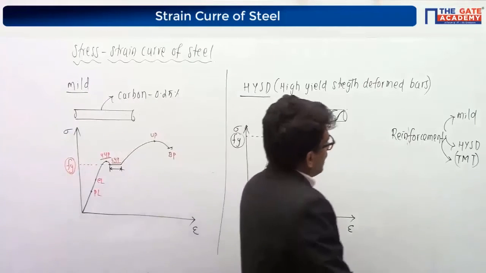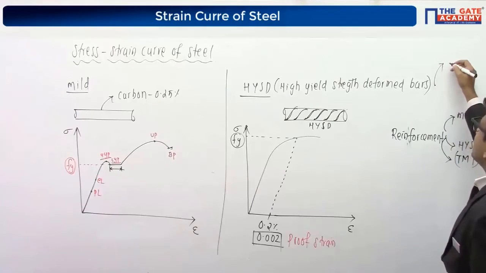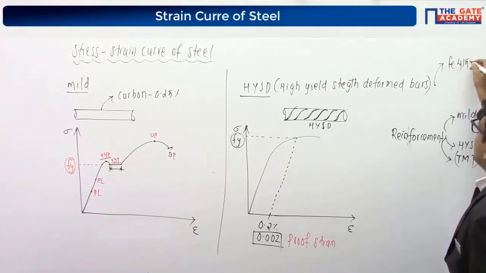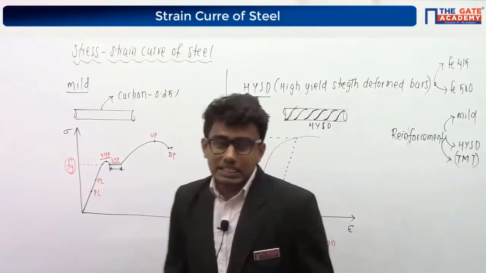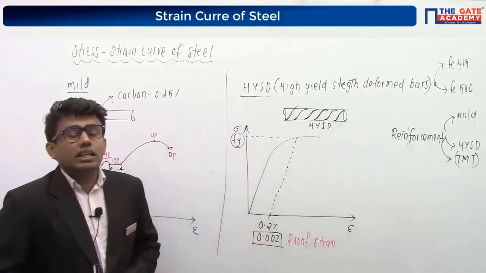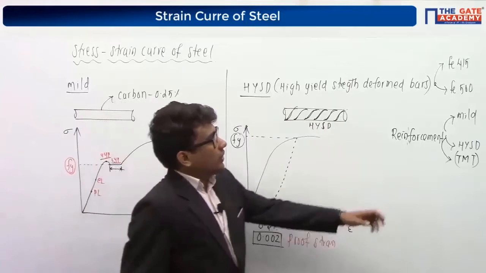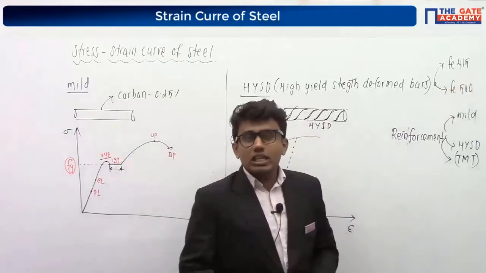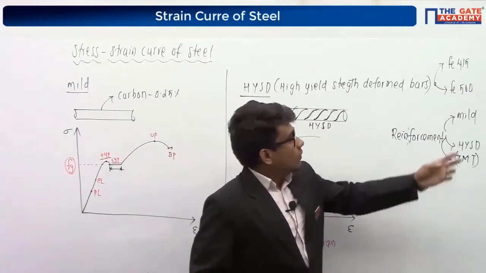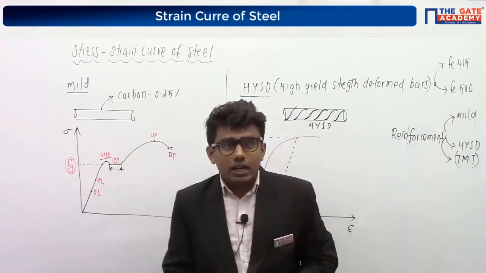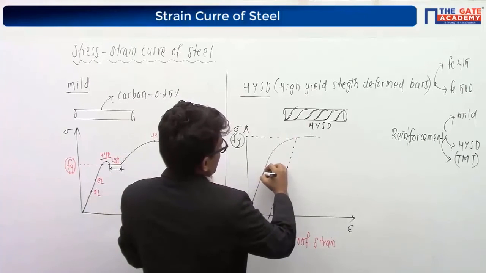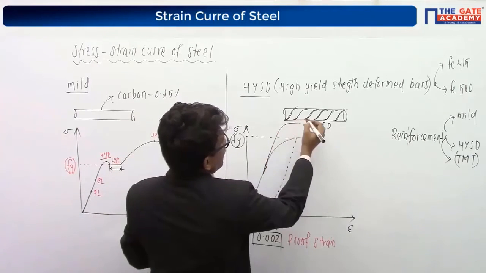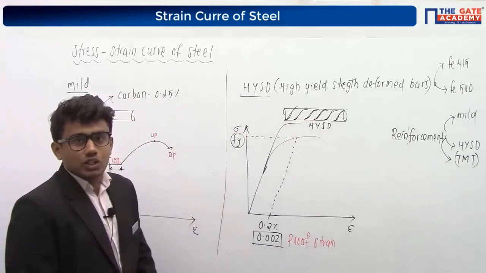And HYSD steel bar actually is of two grades. We can consider Fe 415 grade steel, and Fe 500 grade steel is also there. What is the meaning of Fe 415 grade steel? I discussed with you. This grade of steel is based on the yield strength of the steel bar, right? Fe 415 means the yield strength is 415 Newton per mm square. Fe 500 means the yield strength is 500 Newton per mm square. So if you draw the curve for Fe 500, you will be getting a curve like this, where the strength will be much more.